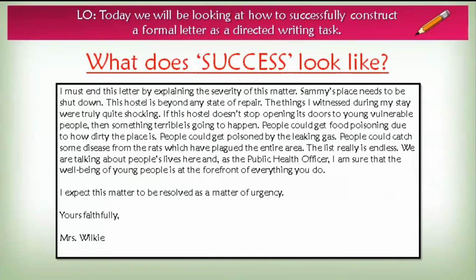Now let's take a look at a successful paragraph addressing bullet point 3. I must end this letter by explaining the severity of this matter. Sammy's place needs to be shut down. This hostel is beyond any state of repair. The things I witnessed during my stay were truly quite shocking. If this hostel doesn't stop opening its doors to young, vulnerable people, then something terrible is going to happen.